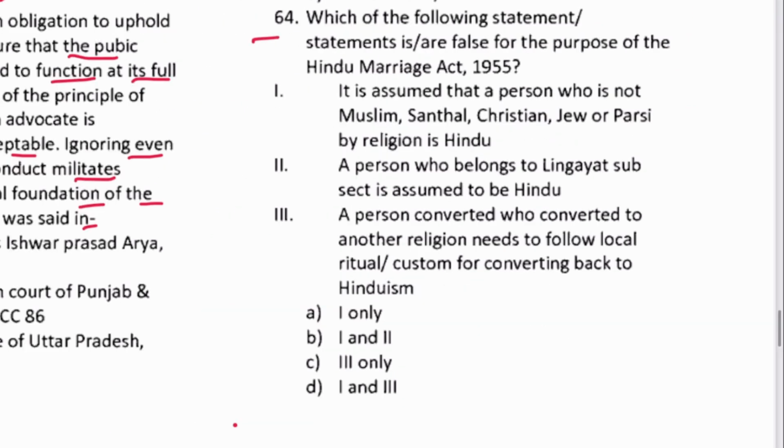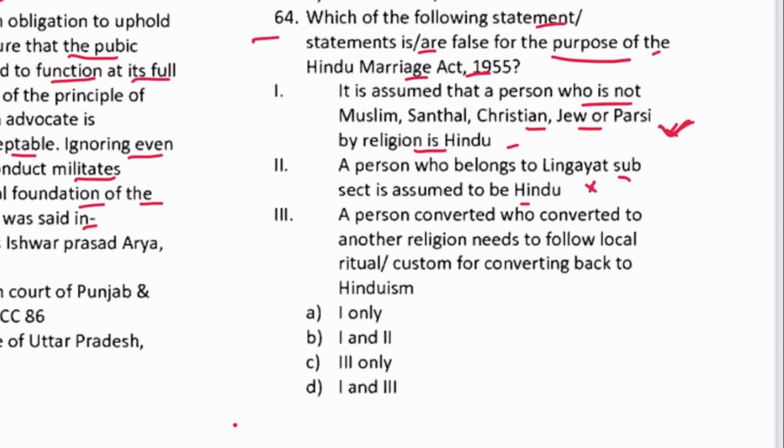Next 64. Which of the following statements are false for the purpose of the Hindu Marriage Act? It is assumed that a person who is not Muslim, Santhal, Christian, Jew or Parsi by religion is Hindu. This is correct. Next, a person who belongs to Lingayat subsect is assumed to be Hindu. It is not correct.